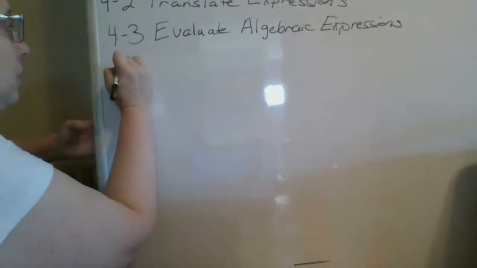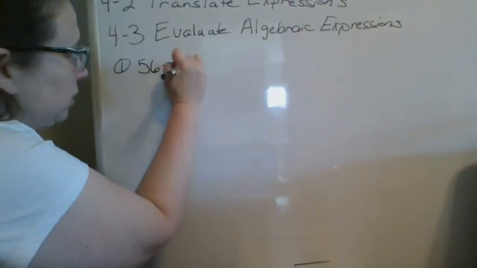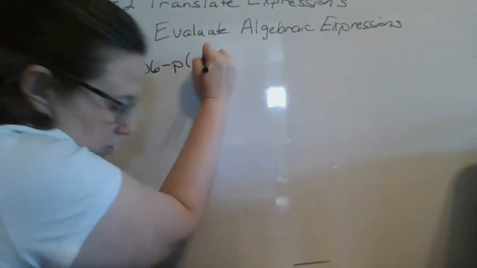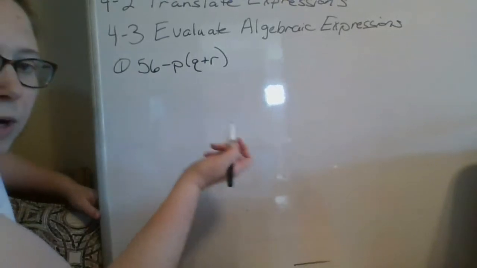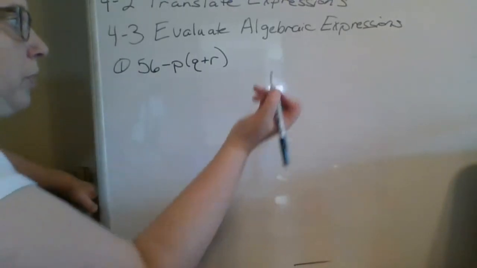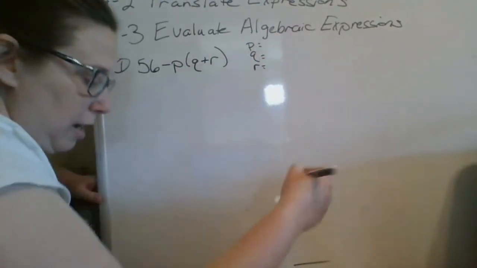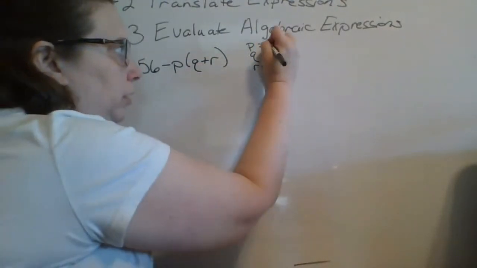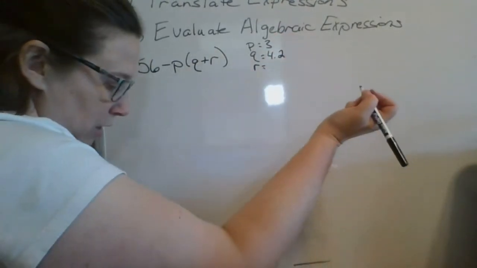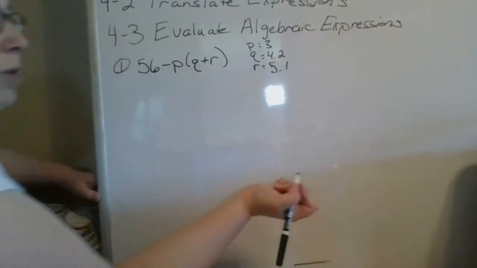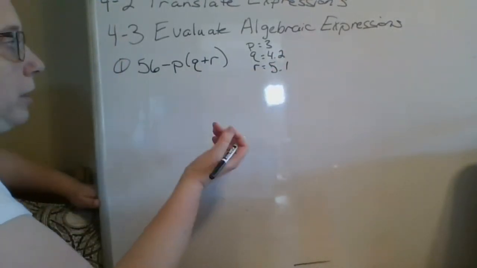When you guys write these, I want you to write the algebraic expression that they give you. So we're writing that. And then beside that, I want you to write what the variables are equal to. So over here, we're going to say, well, P equals, Q equals, and R equals. And they tell us what they equal. So P equals 3, Q equals 4 and 2/10, and R equals 5 and 1/10. So we know that information. We have it right beside our algebraic expression.